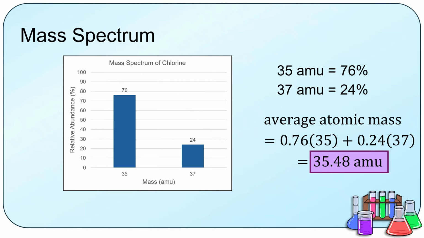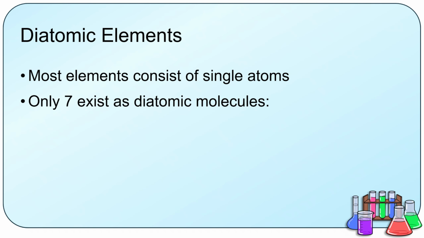The last thing that I want to talk about for elements is diatomic elements. These are 7 elements that always exist as diatomic molecules, which means that in the pure element, the atoms are always bonded together in pairs. These diatomic elements are hydrogen, nitrogen, oxygen, fluorine, chlorine, bromine, and iodine.